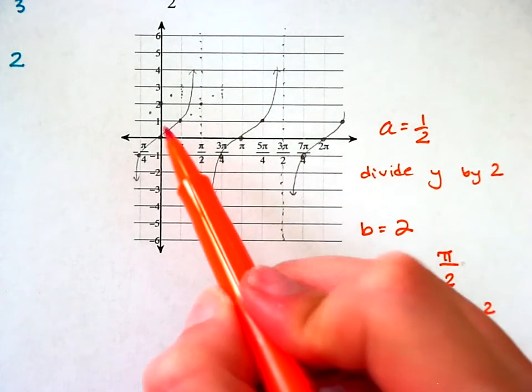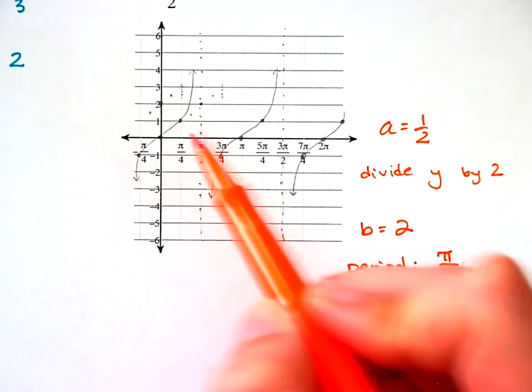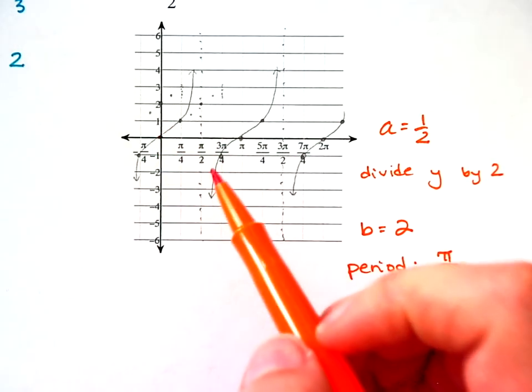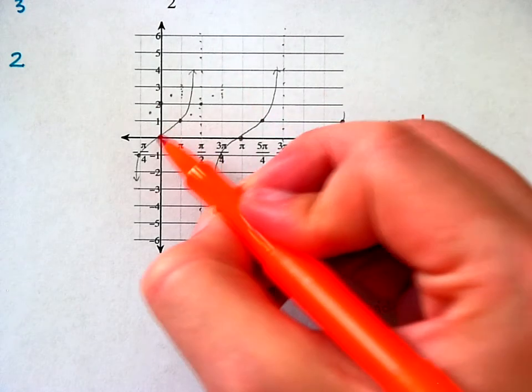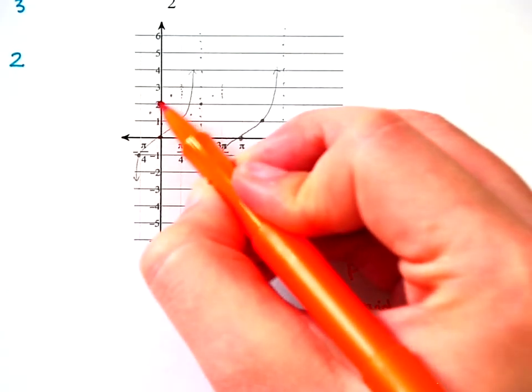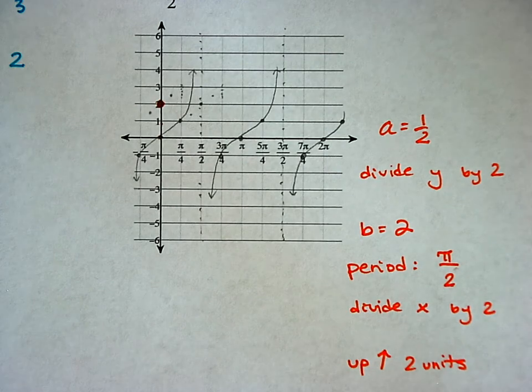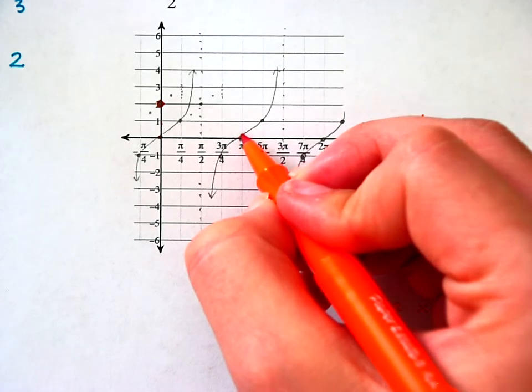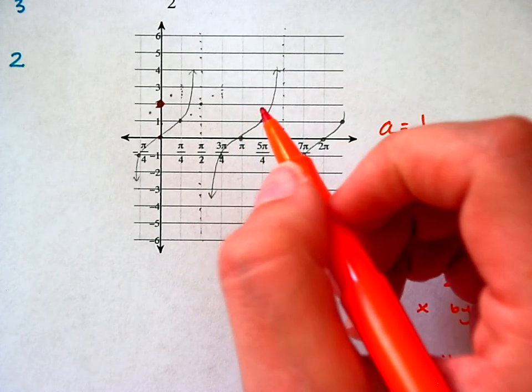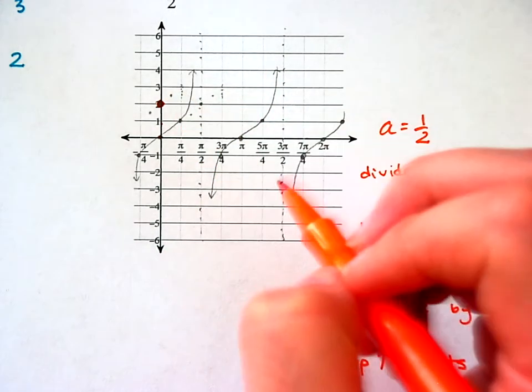So again, your first point is always the easiest. It's the 0, 0. That one's easy to move. So the first thing we're going to do is up 2 units, 1, 2, and 0 divided by 2 is just 0. So that remains the same. I'm going to do the same thing with this point right here and move it up 2. You know what? Let me finish this curve and then we'll move on.